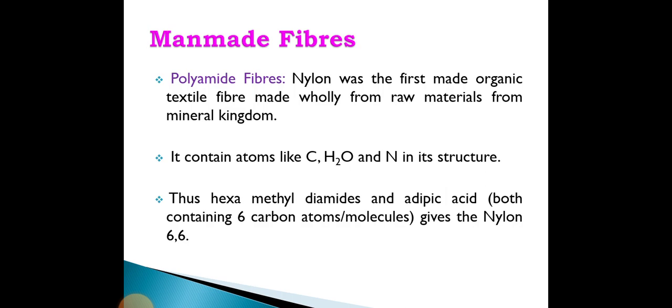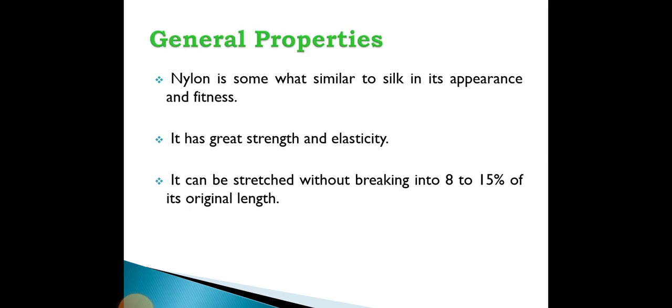Man-made fibers. Polyamide fibers. Nylon was the first organic textile fiber made wholly from raw materials from the mineral kingdom. It contains atoms like carbon, hydrogen, and nitrogen in its structure. Thus, hexamethylene diamine and adipic acid, both containing 6 carbon atom molecules, give nylon 6,6.